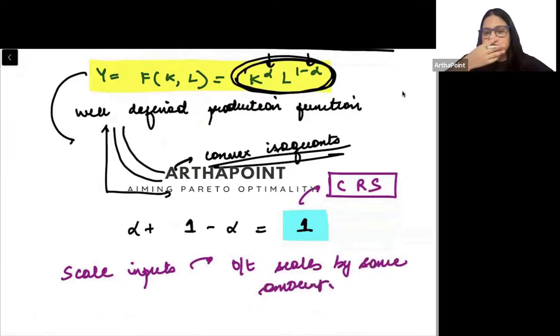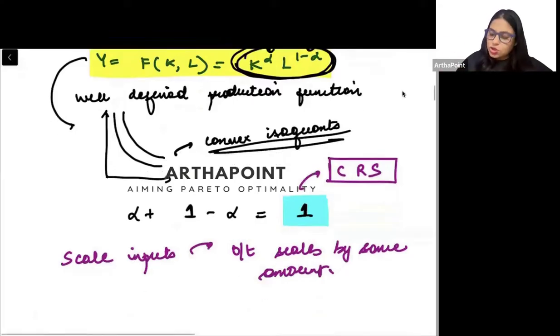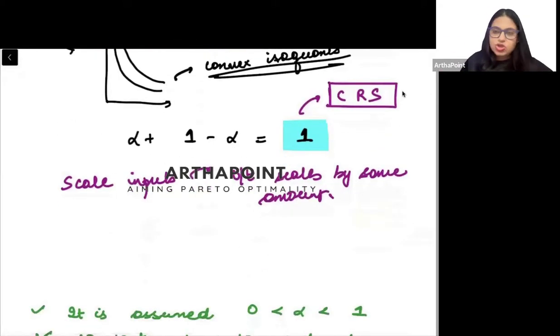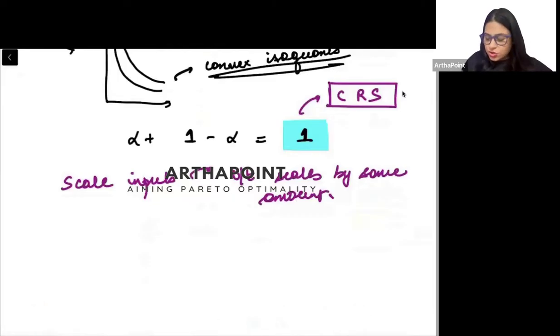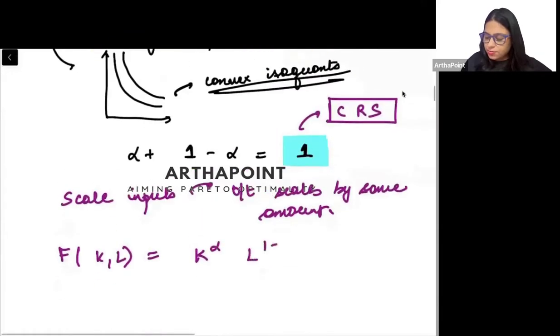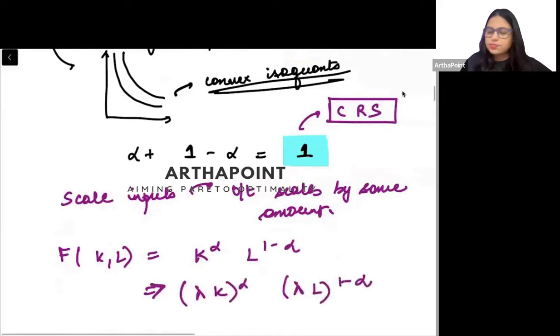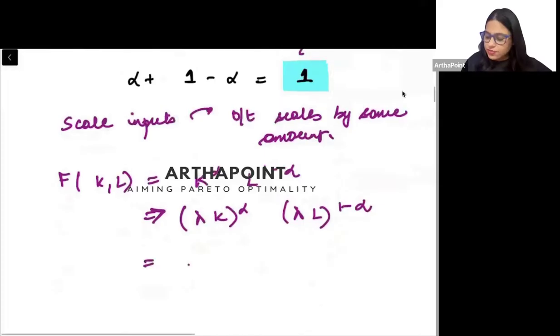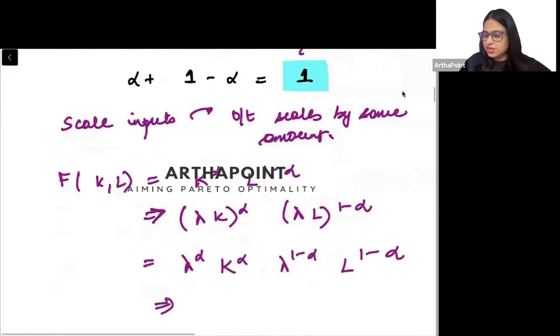हम जब भी इनपुट को स्केल करेंगे, आउटपुट एग्जैक्टली सेम अमाउंट से स्केल होगा. So for example, in this case, let us just try to go ahead and check this out. So I have my production function as K to the power alpha, L to the power 1 minus alpha, and I'm going to put lambda everywhere, right? And this is going to give me lambda to the power alpha, K to the power alpha, lambda to the power 1 minus alpha, L to the power 1 minus alpha.